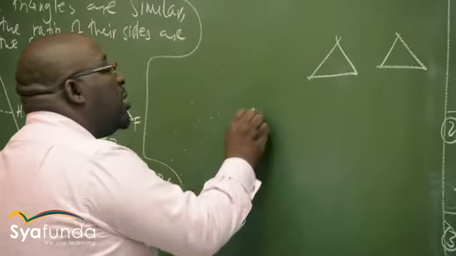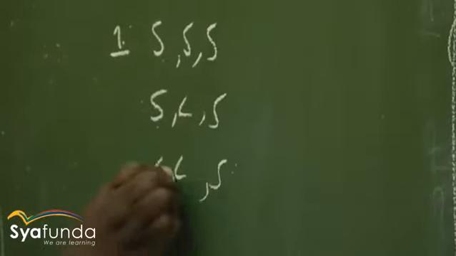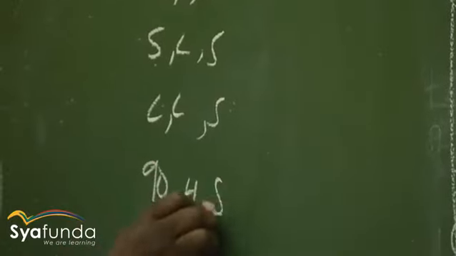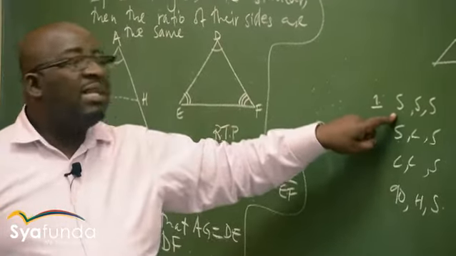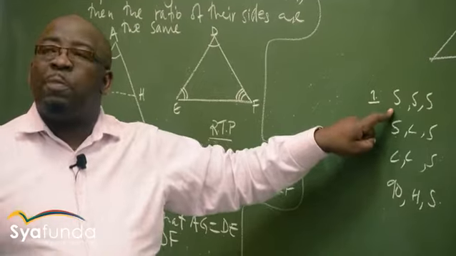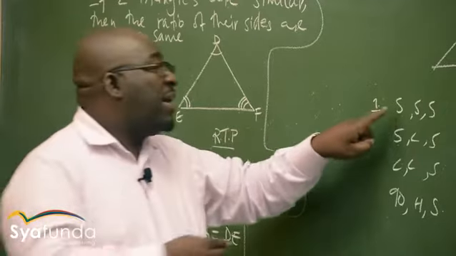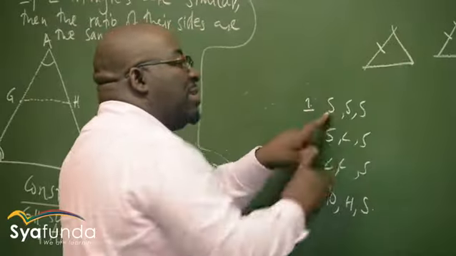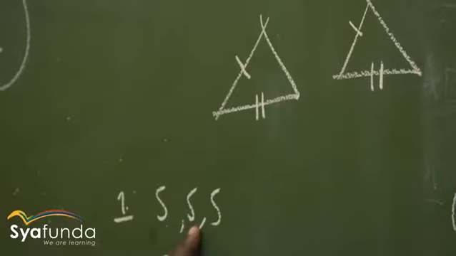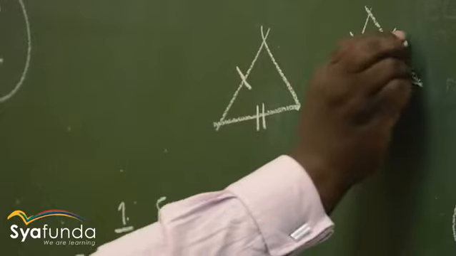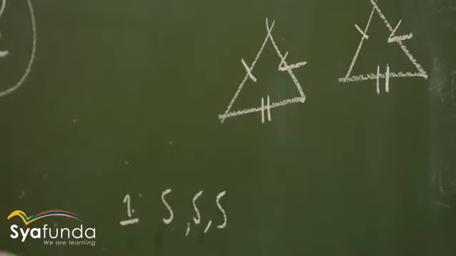Number 1, the cases of congruence: side, side, side; side, angle, side; angle, angle, side; and 90 degrees, hypotenuse, and the side. What does this mean? When I say side, I mean two sides. If this side equals this side, that's one. The second side, if this side equals that one, that's 2. The third, we check whether this side equals that one. If we have that situation, these 2 triangles will be equal in everything.